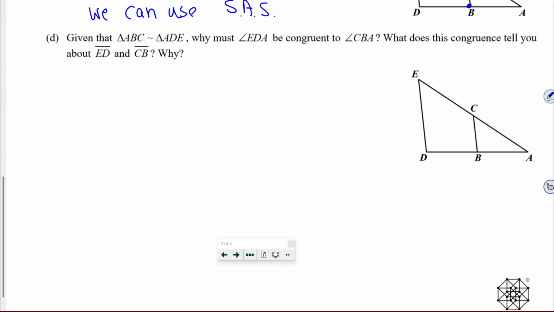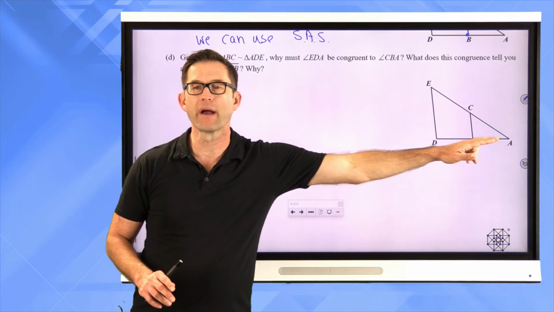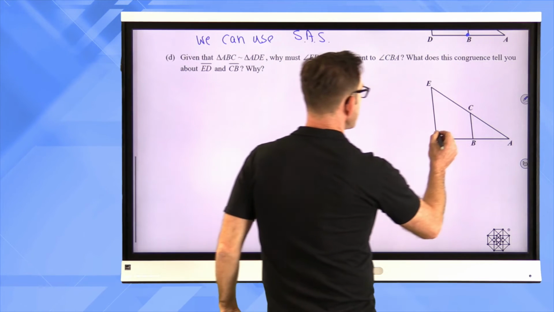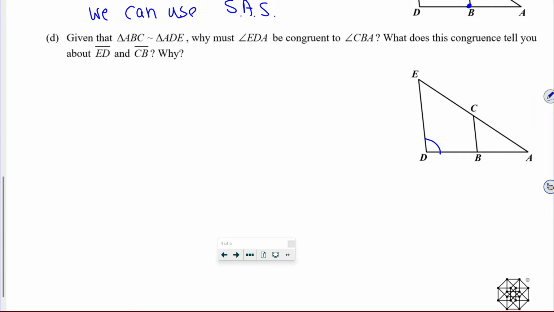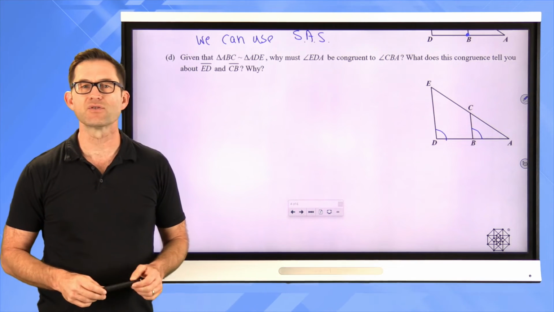Letter D. Given that triangle ABC is similar to triangle ADE, why must angle EDA be congruent to angle CBA? And then let's not worry about the rest of it for right now. We'll get to that. So based on the fact that the smaller triangle is similar to the larger triangle, why can I say now that EDA, which is right here, must be congruent to CBA? Pause the video now and see if you can answer that question.